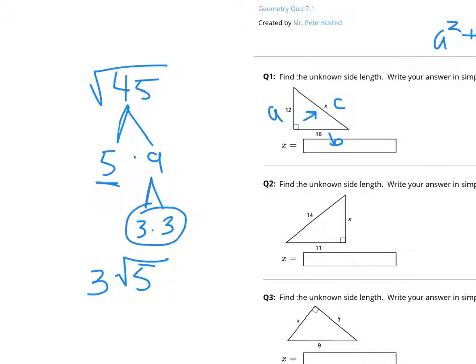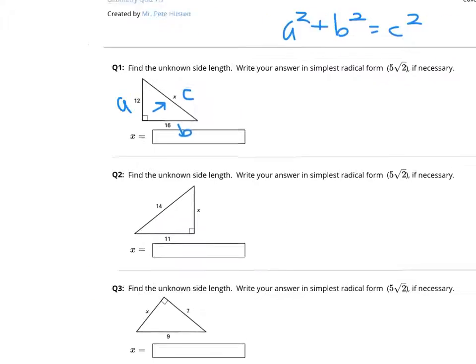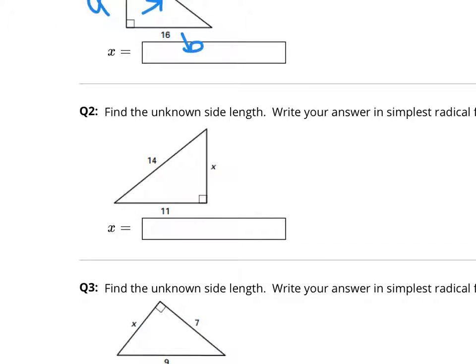I got to erase this so I can slide it back over. But now, question number 2. All right, question 2. Again, label your sides. Always identify the 90-degree angle, which is right here. Look across. That means this guy is C. Make this guy A, make this guy B. It doesn't matter. You can flip-flop A and B. It doesn't matter at all. Plug them into the Pythagorean theorem and solve.